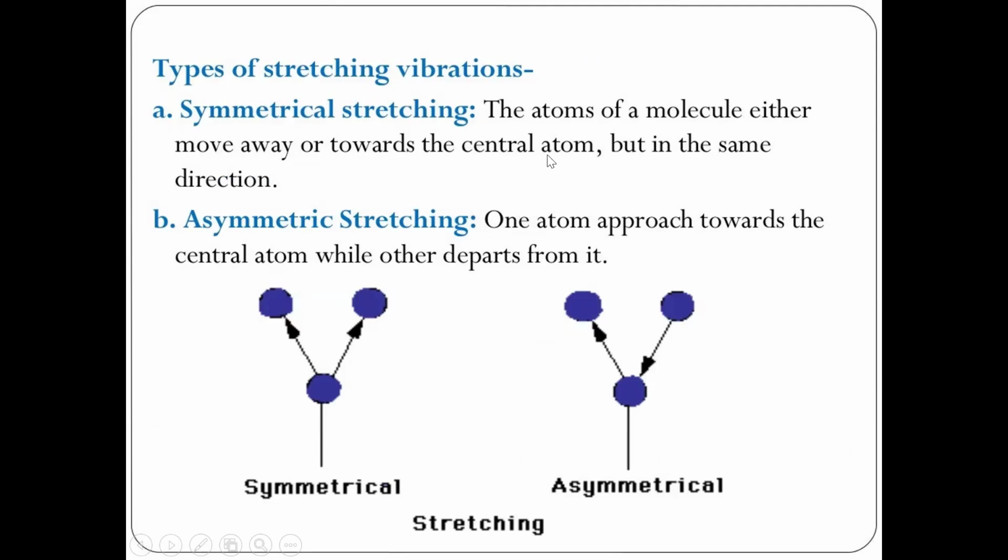In symmetric stretching, the atoms of the molecule either move away from or towards the central atom. You can see these two atoms are moving away from the central atom or they move towards the central atom, both. In asymmetric stretching, one atom approaches the central atom and the other atom moves away from the central atom. This is asymmetric stretching. This is symmetric stretching. So in stretching, there is only a change in the bond length.